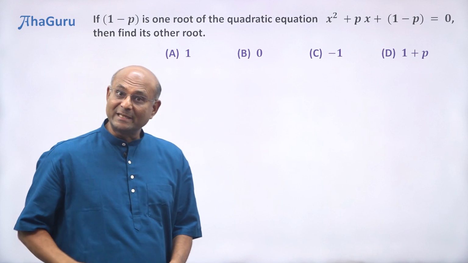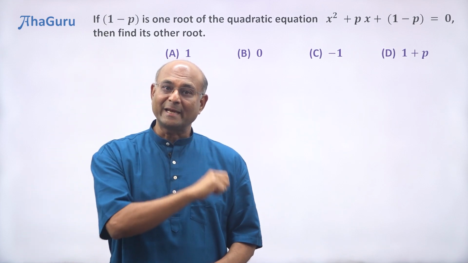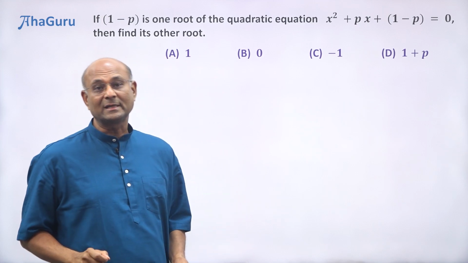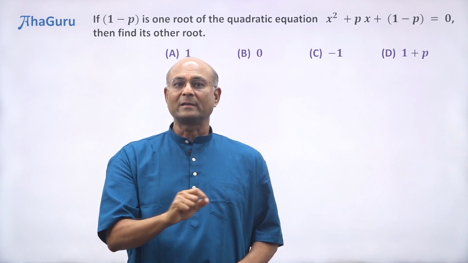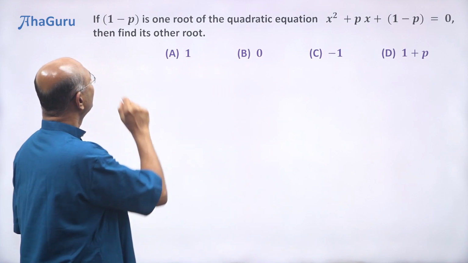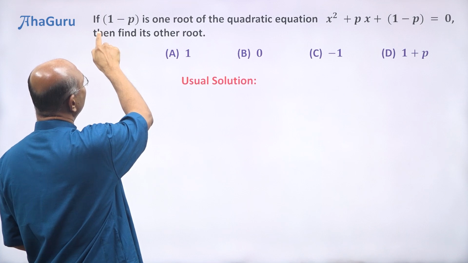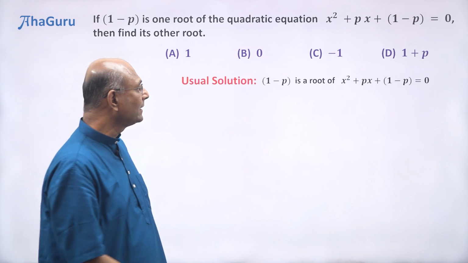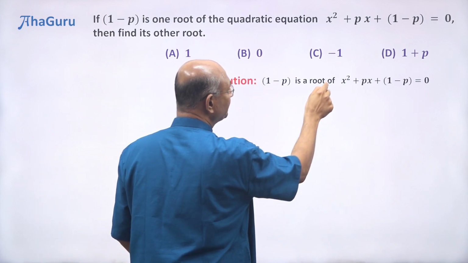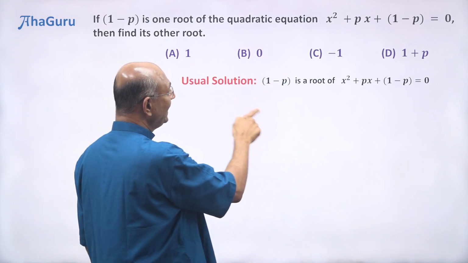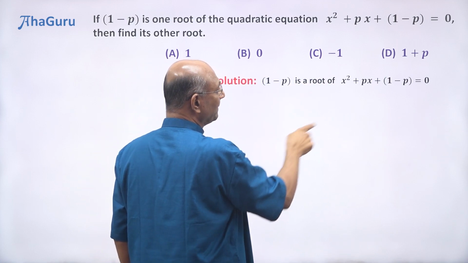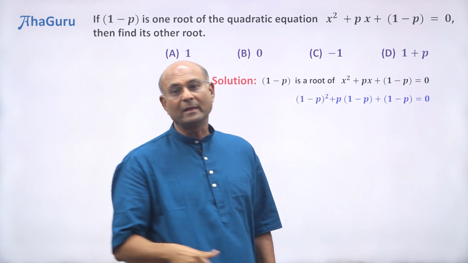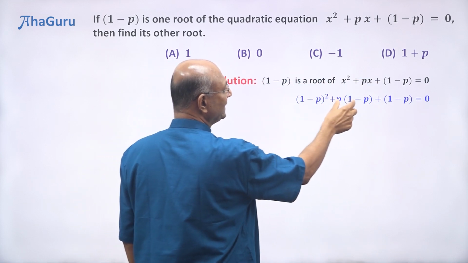Because this is an old JEE question, there are lots of websites, videos, and books where you can see the solution for this question. Let us first look at the usual solution that is presented. The usual solution starts by recognizing that 1 minus p is a root of this quadratic equation. What does that mean? You can substitute 1 minus p instead of x. So you can write 1 minus p whole square plus p times 1 minus p plus 1 minus p must be equal to 0. And so 1 minus p is common.